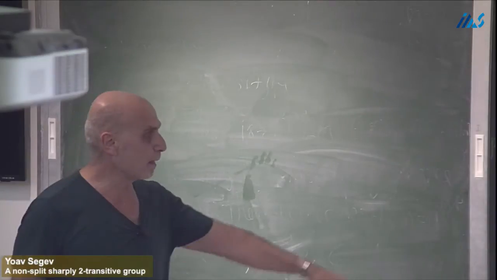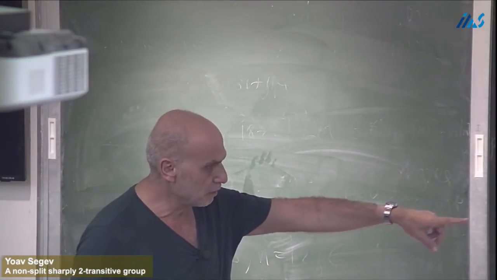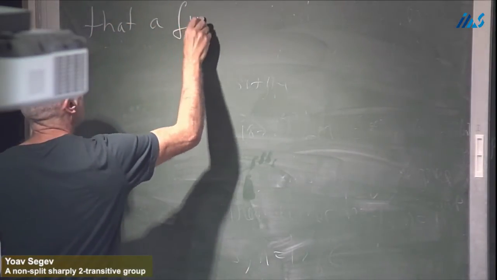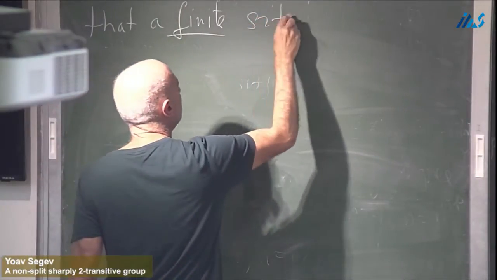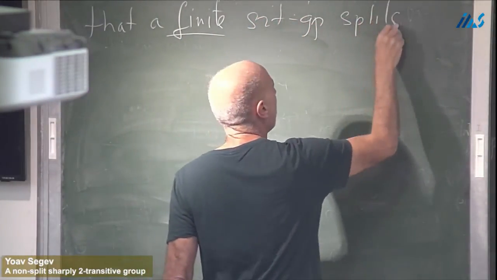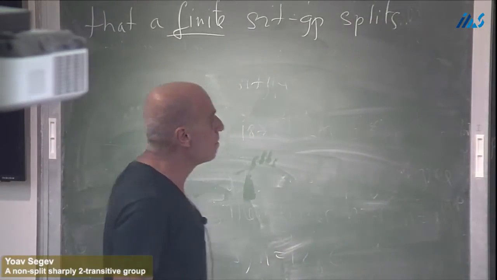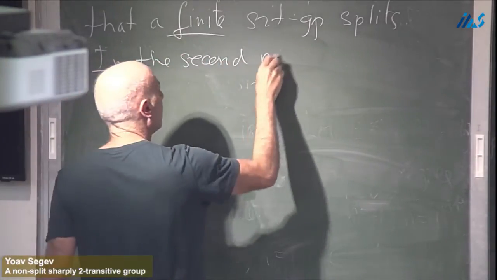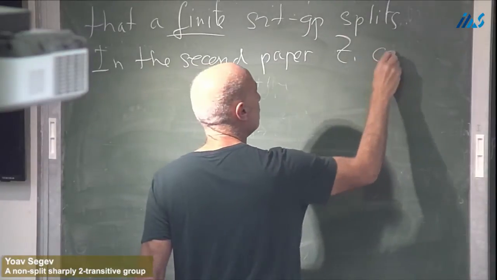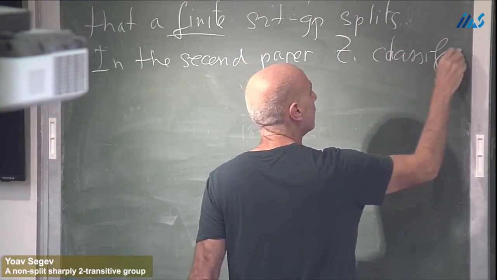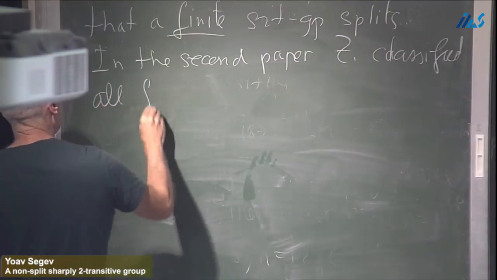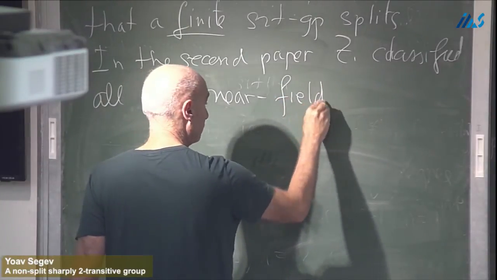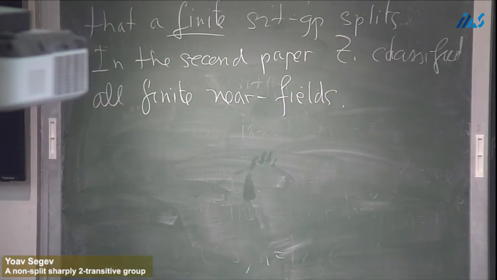And then, as I wrote, it is easy to show that a finite S2T group splits. So it has this form, and then in the second paper, Zassenhaus classified all finite near fields. So he classified all sharply two transitive groups.